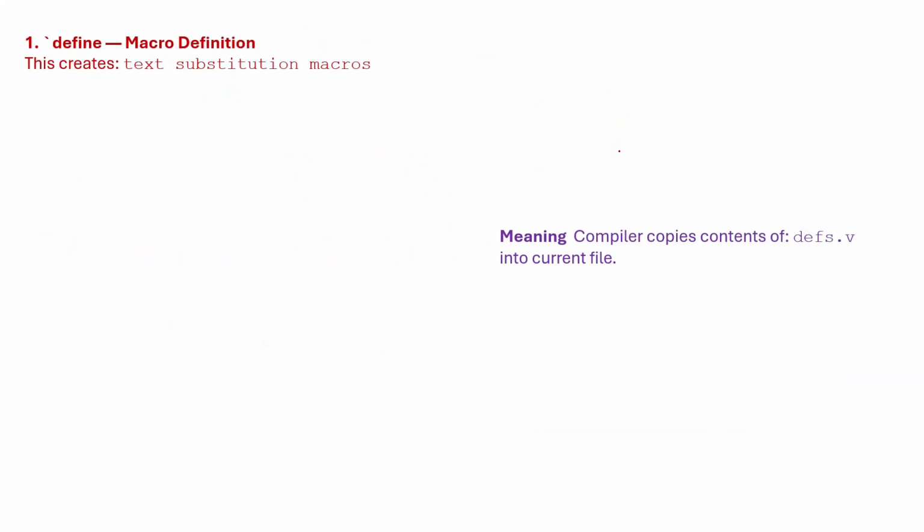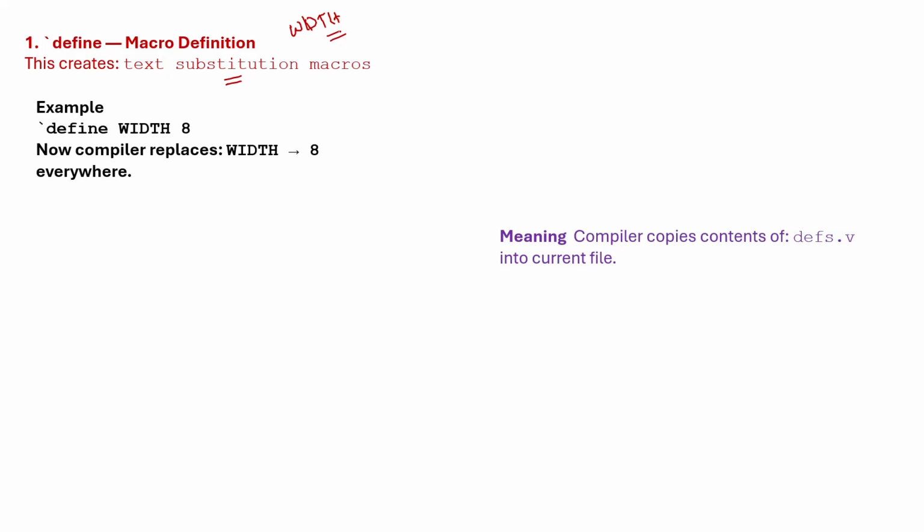See, macros means some text formats we will write. Tick define is a macro definition, right? This creates some text substitution, it will just substitute some values. Some width or depth we are taking, that text will be substituted here. See, tick define width: this width stores the value 8. Now the compiler replaces width with 8. Suppose I want to change width to 16, here only I will change that.